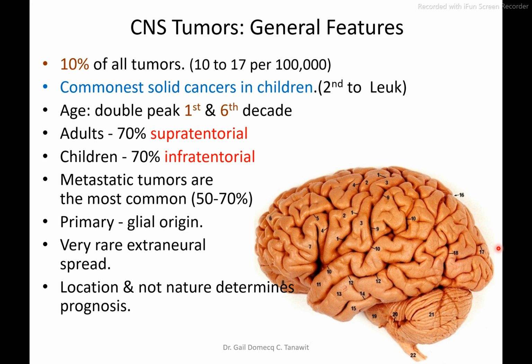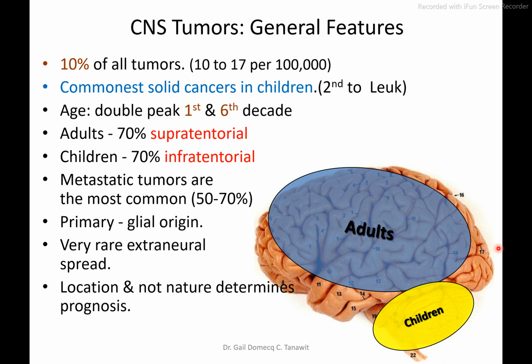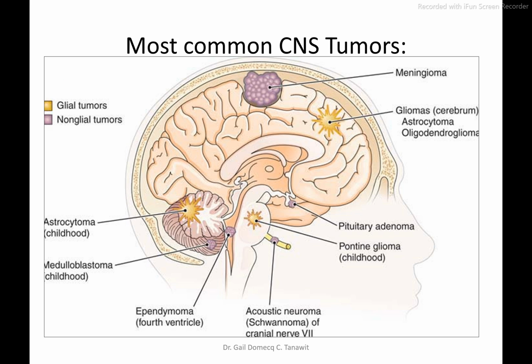Metastatic tumors are most common. Okay, so until proven otherwise, brain tumors will be suspected for metastasis. Primary tumors are more of glial in origin. Very rare extraneural spread, and location, not nature, determines prognosis. So for adults, supratentorial; for pediatrics, it's infratentorial.